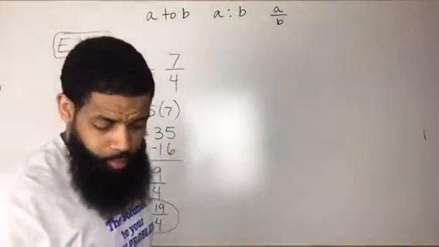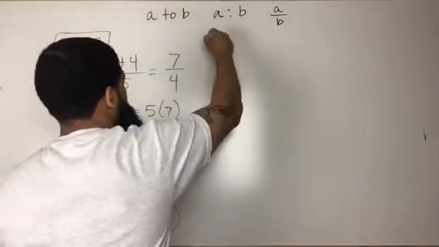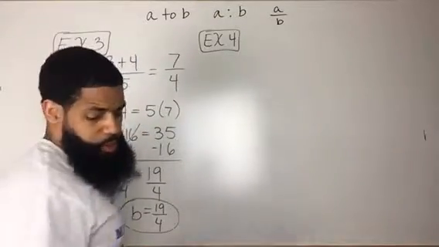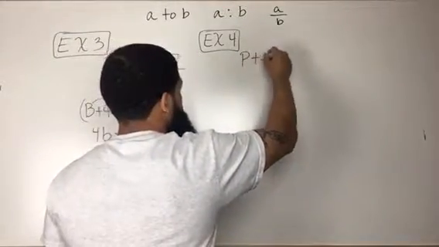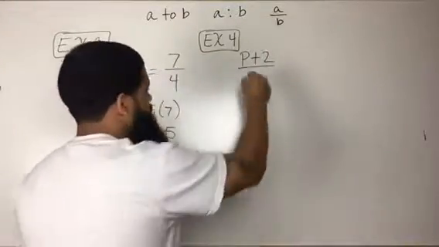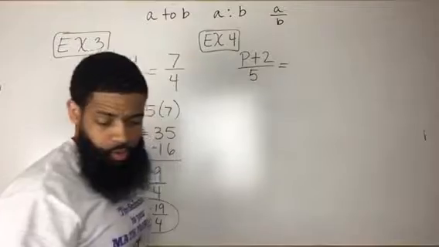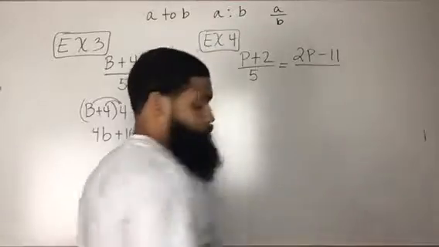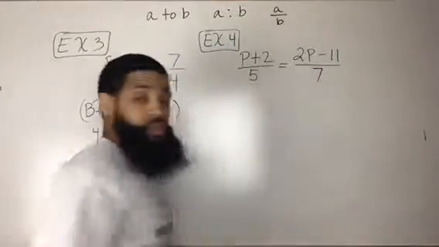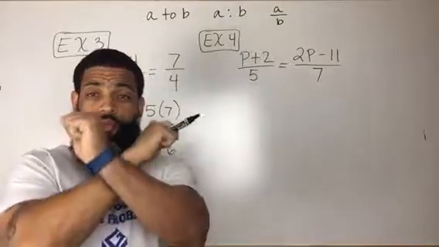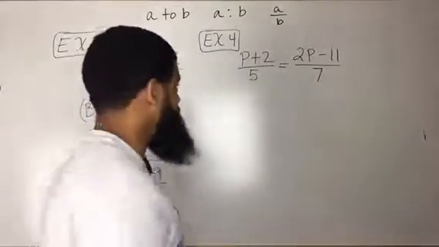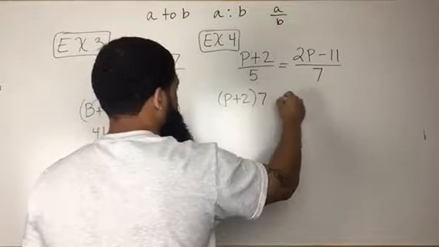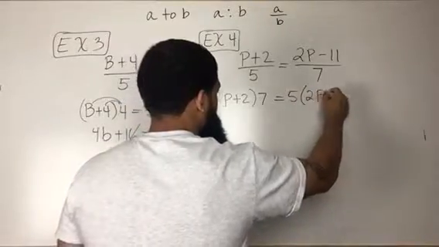Now this last one I'm going to do, and there are several different ones that we can do. Example 4, let's say I have p plus 2 over 5, and we set that equal to 2p minus 11 over 7. Still using the same process, just a different problem. We're going to cross multiply in the shape of an x. So p plus 2 times 7 is equal to 5 times 2p minus 11.